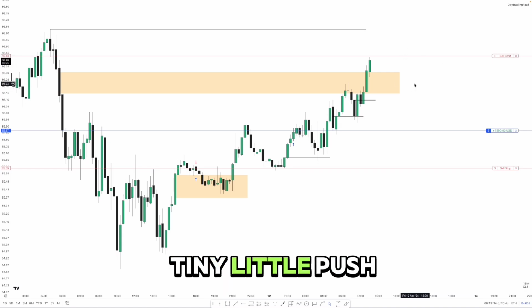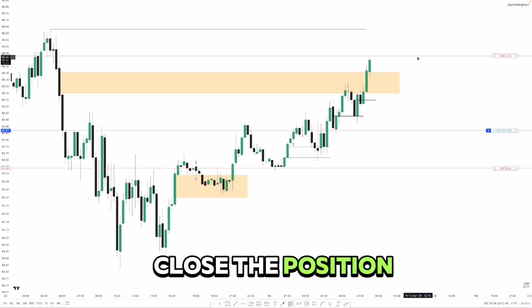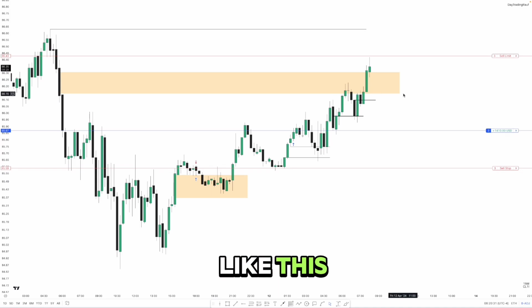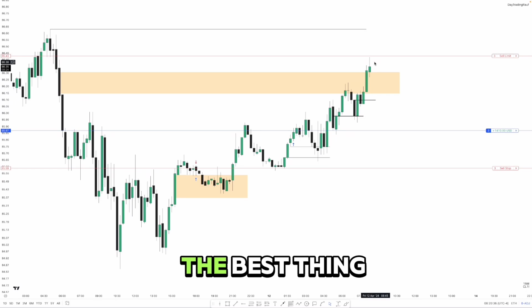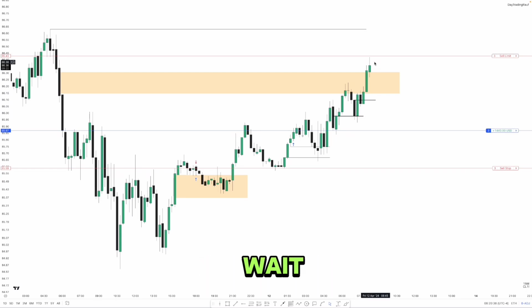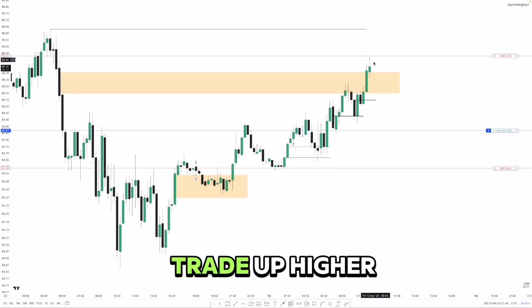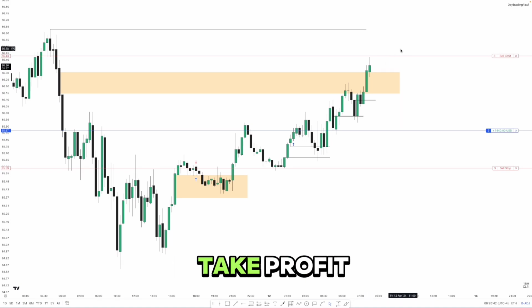We've got a tiny little push left, and I will close the position. So when it's like this, when price is so close to hitting your take profit and we trade away, the best thing you can do here is just wait. Because price is eventually going to trade up higher, it is going to take your full take profit.